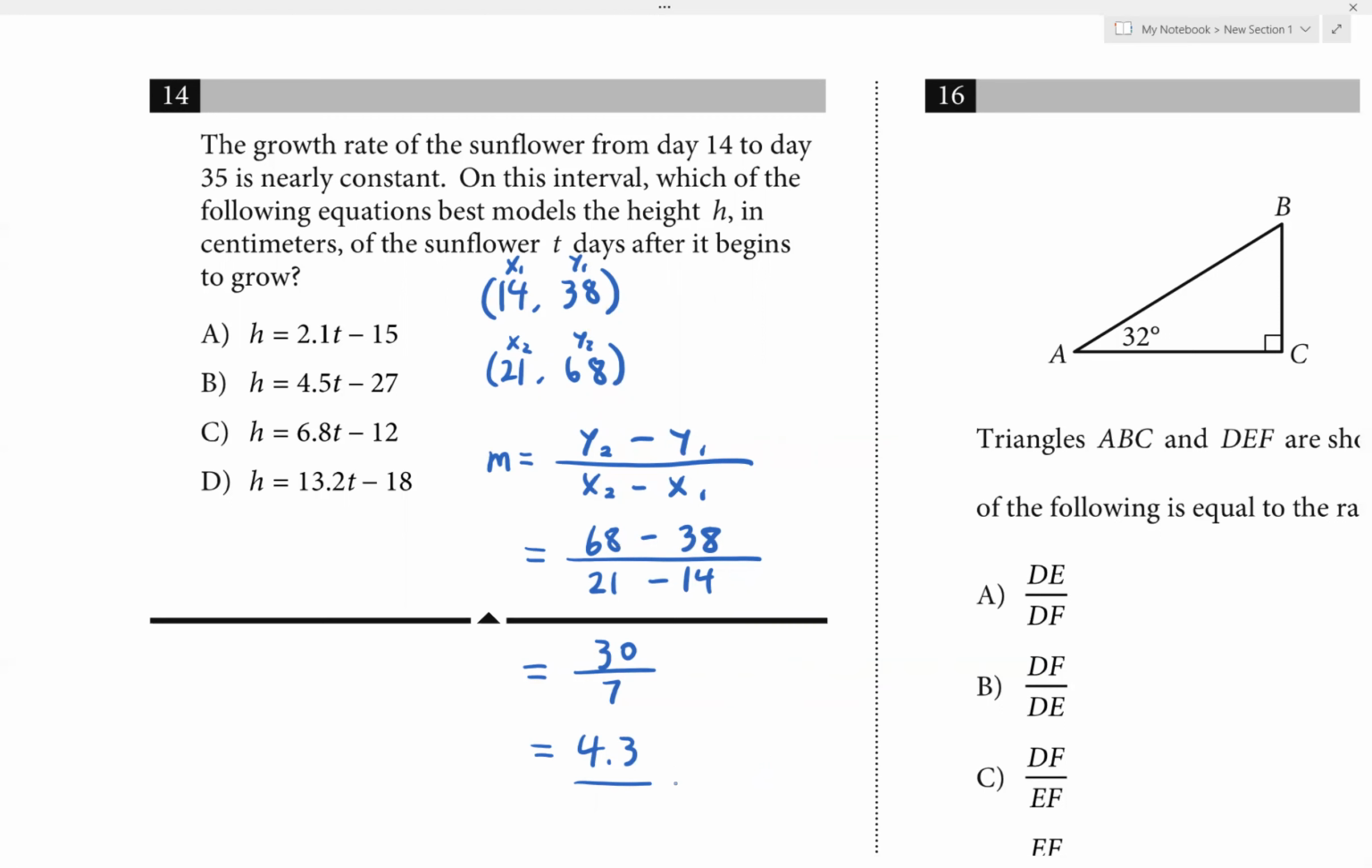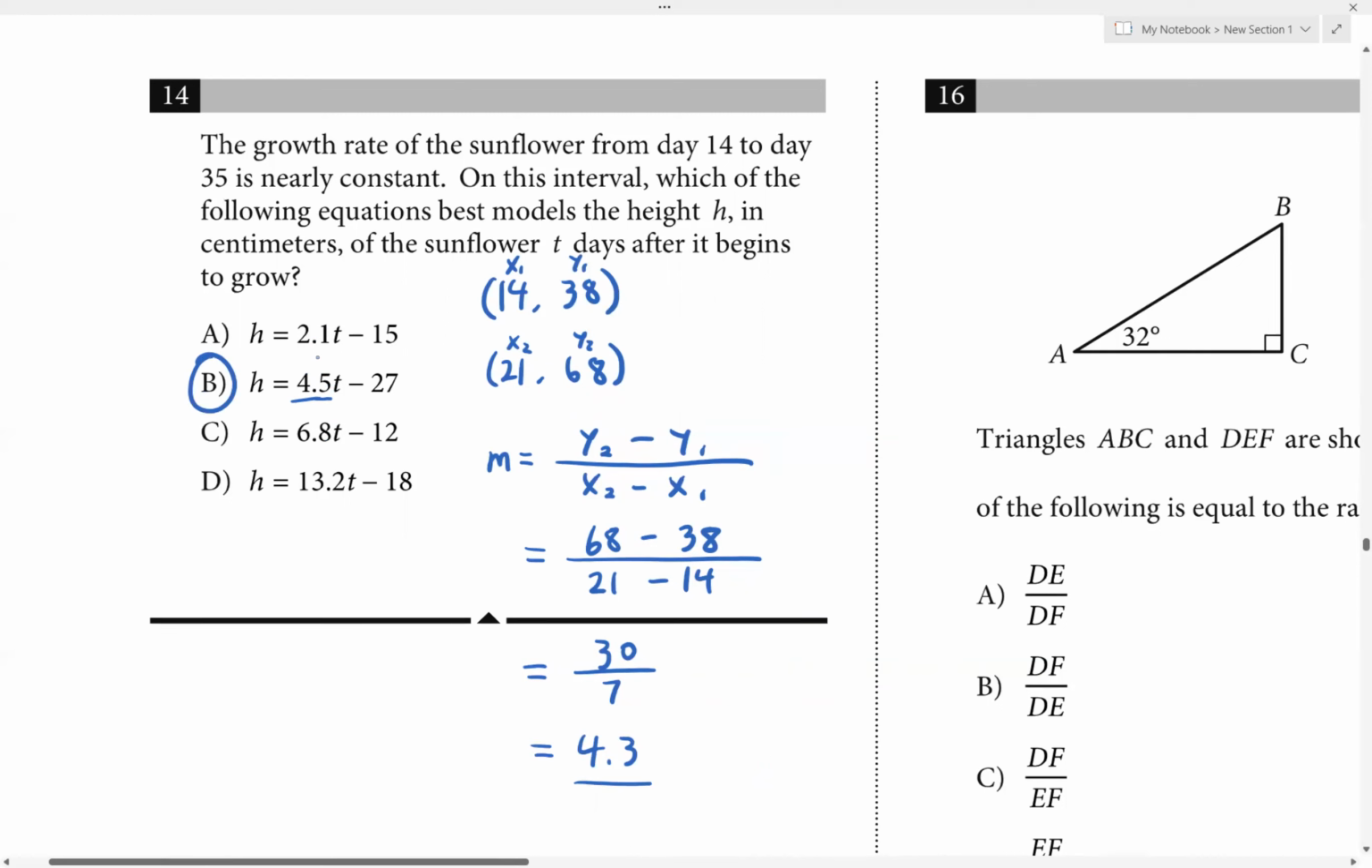If we look at the answer choices, which one is the closest to 4.3? It has to be letter B, where the slope is 4.5. The other ones are pretty far off, so the difference is big enough that we know it should be letter B.